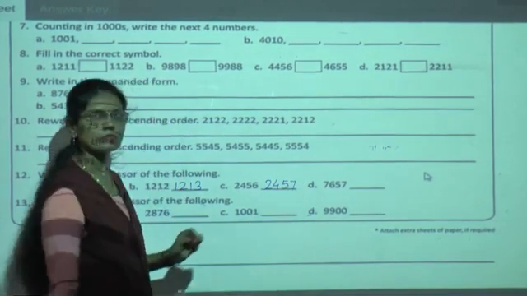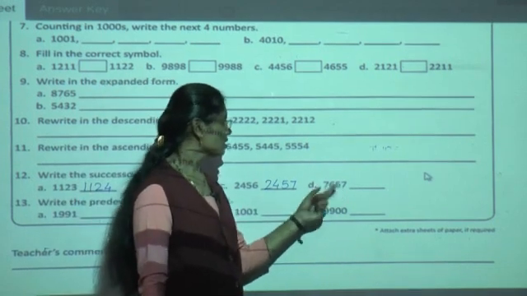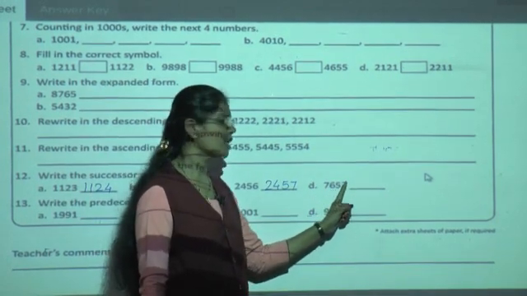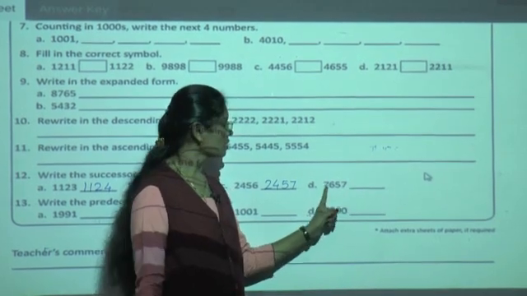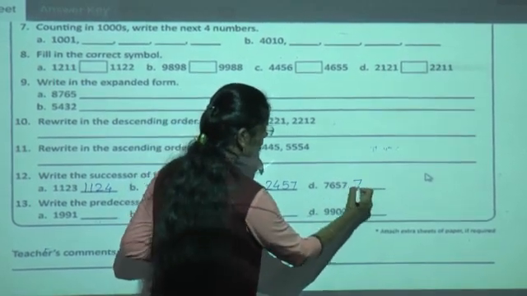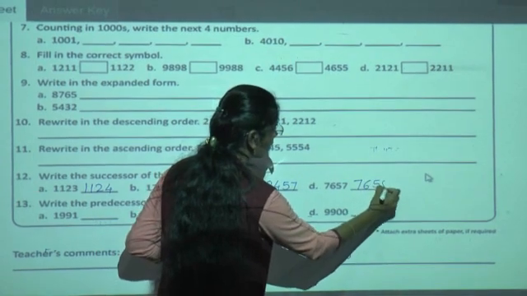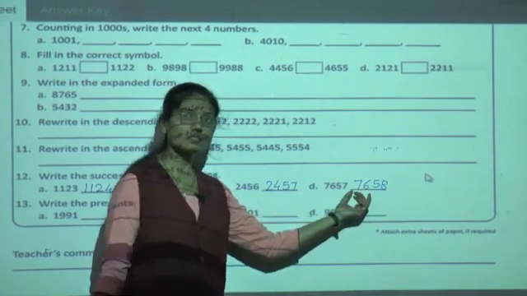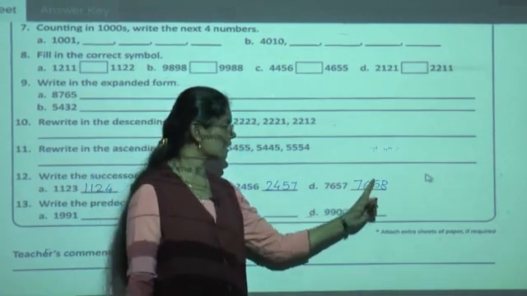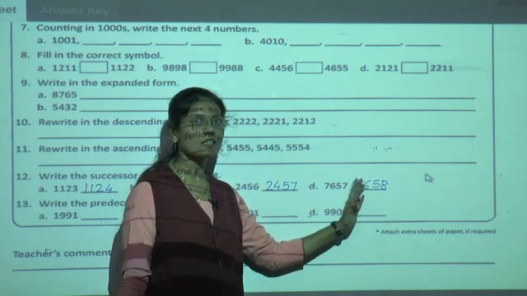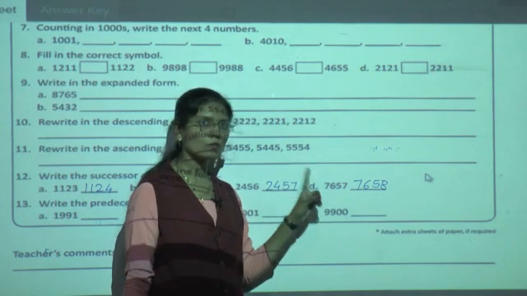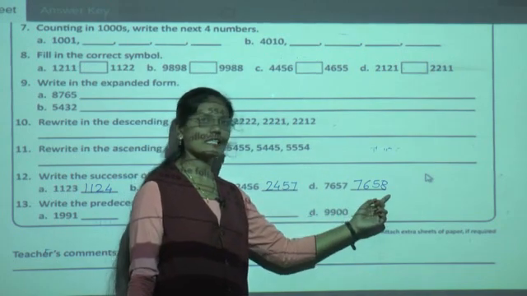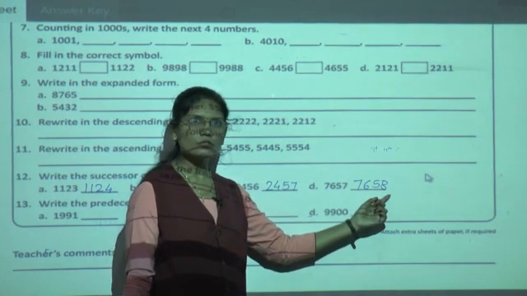2457. Now the last number is 7657. 7 plus 1, 8. So the successor is 7658. Here the remaining 3 numbers, which are at the tens place, 100 place and thousands place, remain the same. Why? Because we have to add only 1. So only the ones place digit will be changed.